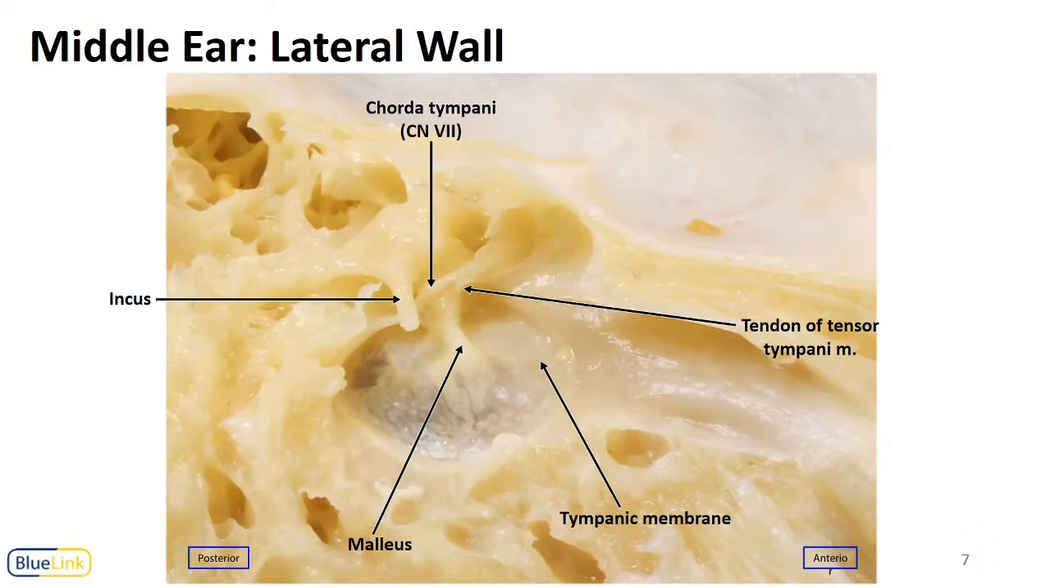Now, if we look at this on a donor, we can see it's a little bit less straightforward when things aren't all bright colors, right? But let's first find this tympanic membrane. And again, we're looking at this from the middle ear toward the lateral wall.